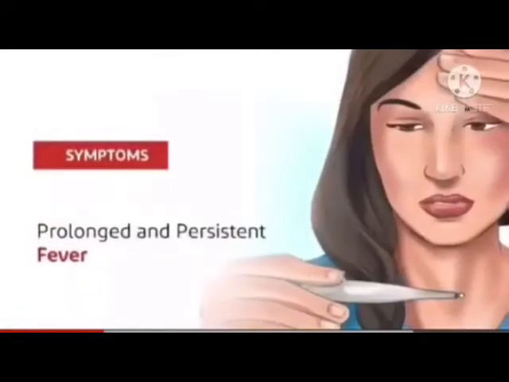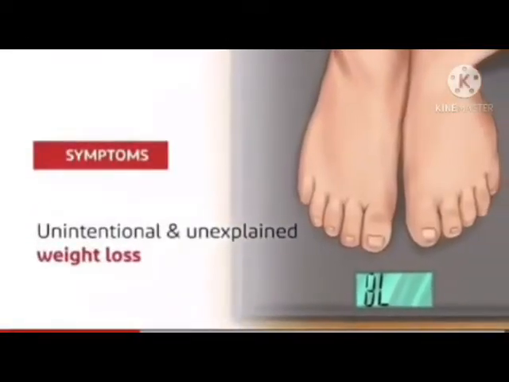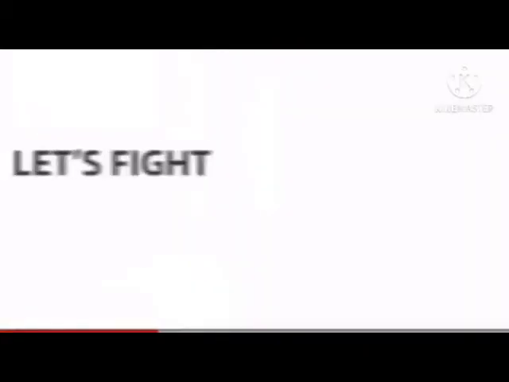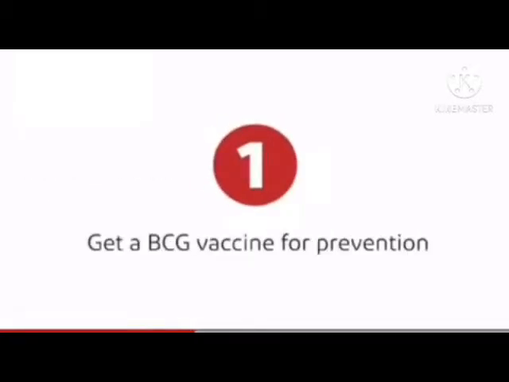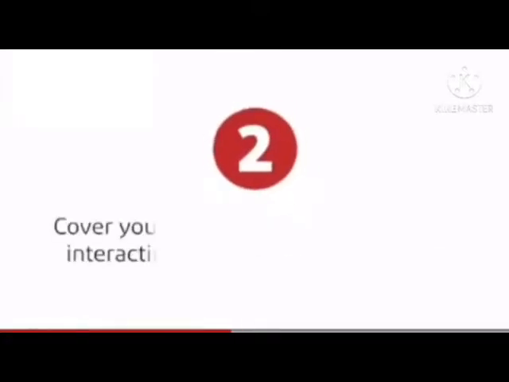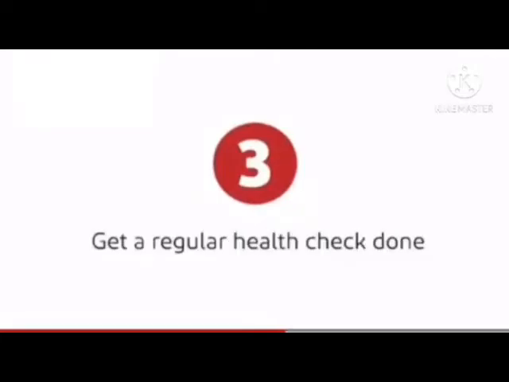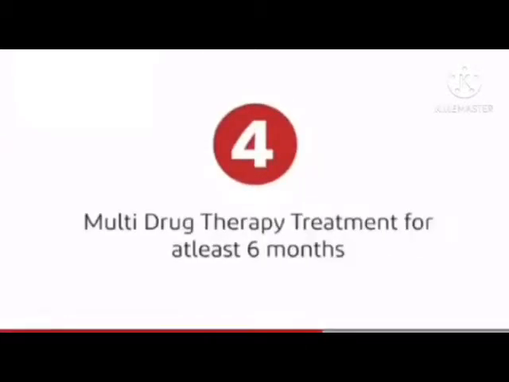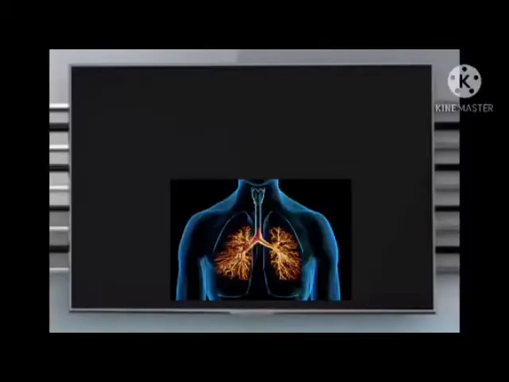Symptoms include cough that lasts more than 3 weeks, prolonged and persistent fever, and unintentional and unexplained weight loss. Prevention and treatment include the following. Number 1, get a BCG vaccine for prevention. Number 2, cover your mouth and wear a mask while interacting with an active TB patient. Number 3, get a regular health check done. Number 4, multi-drug therapy treatment for at least 6 months. And number 5, directly observed therapy.